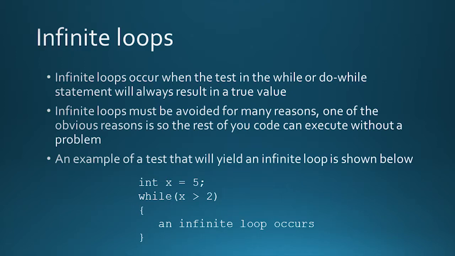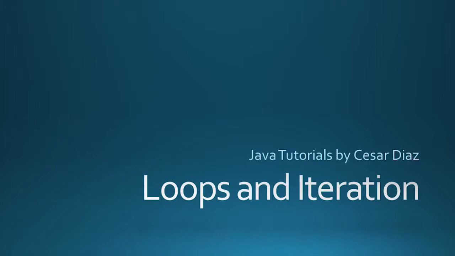To prevent an infinite loop, check to make sure that your test is always updated after each run. For example, having the int x decrease by 1 after each run. That way it'll stop when it reaches 2. Let's take a look now at an example of a while and a do while loop using that restaurant calculation.